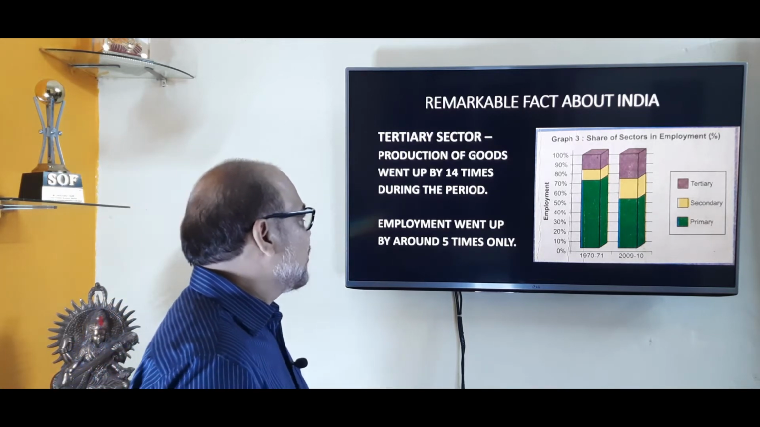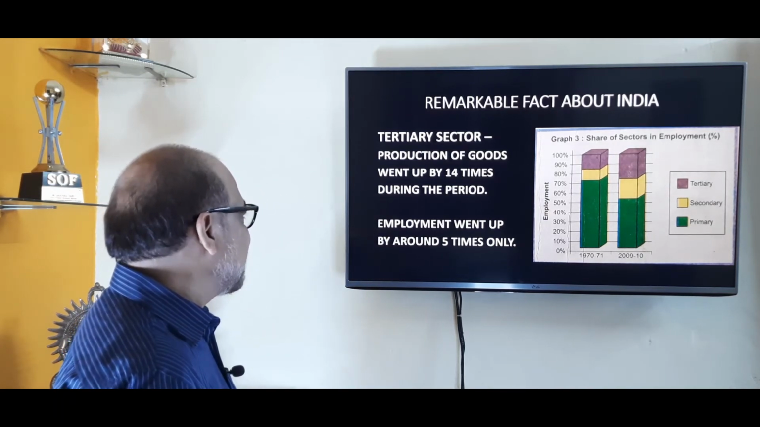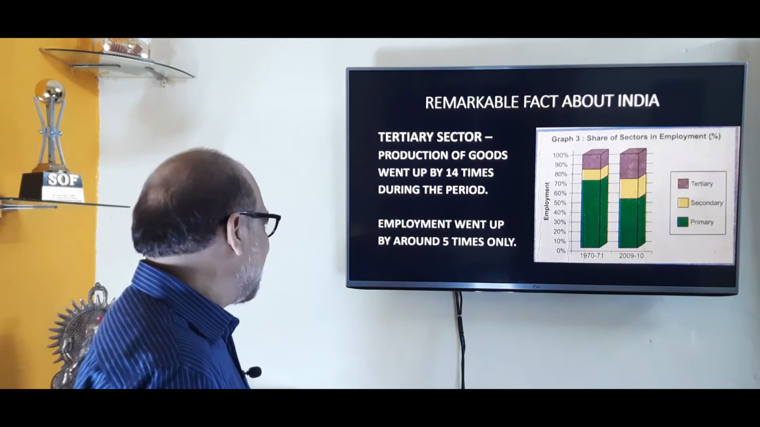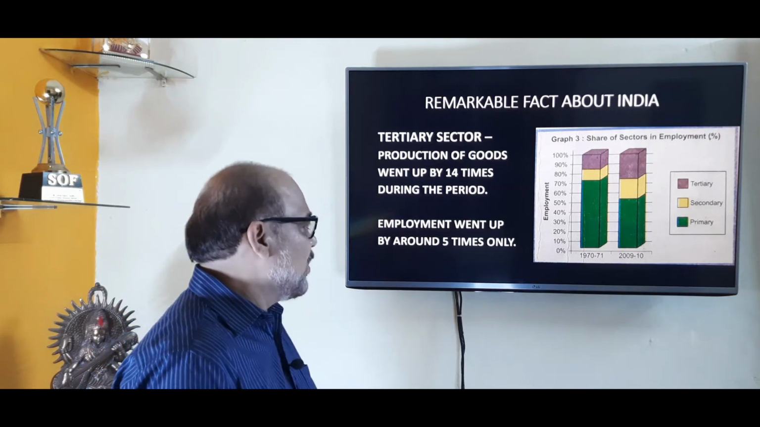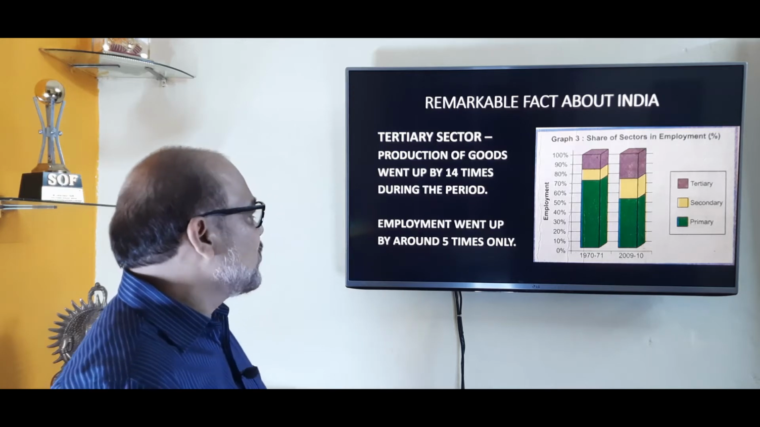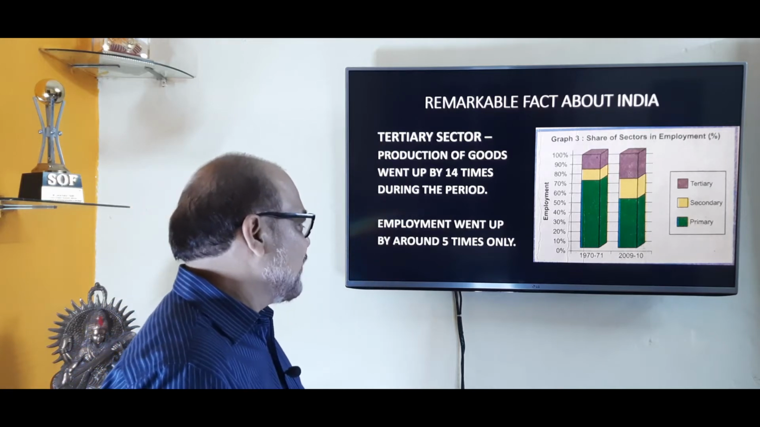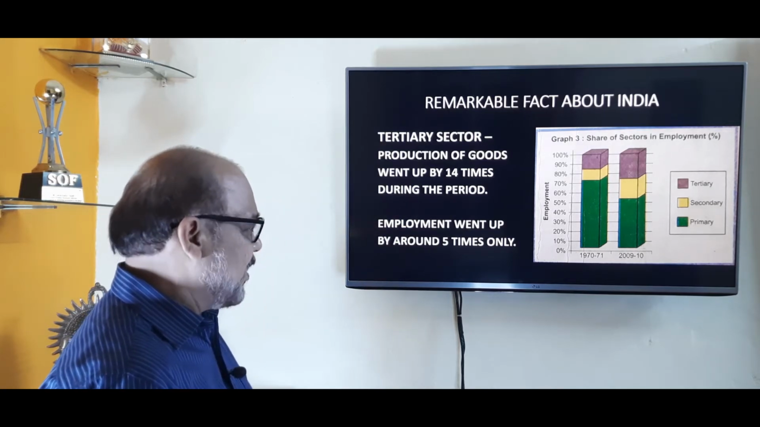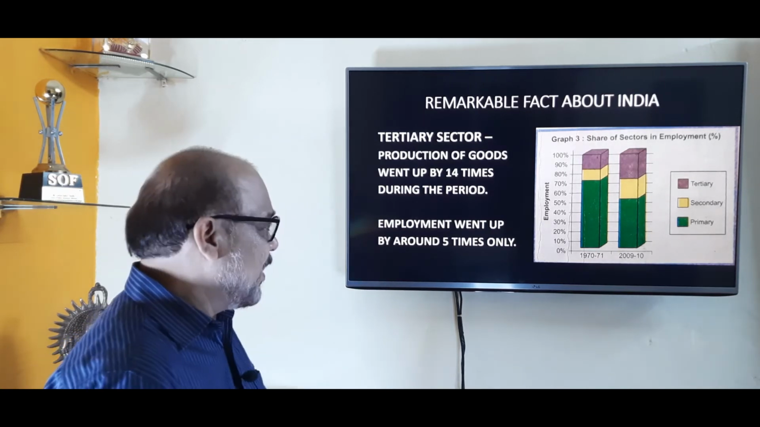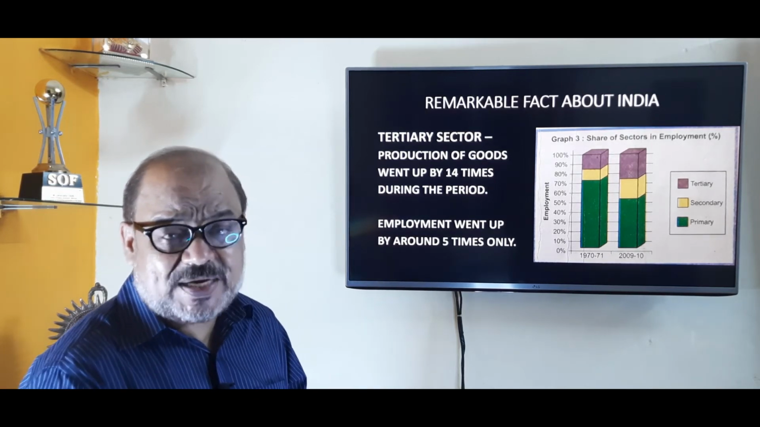Remarkable fact about India. Again here, the tertiary sector. Let us focus on the tertiary sector. Production of goods and services went up by 14 times during this period, but employment went up around 5 times only, 14 times and 5 times. As far as production in the tertiary sector is concerned, since 1970-71 it increased 14 times, but as far as employment opportunities are concerned, they increased only 5 times. So that is also not satisfactory.